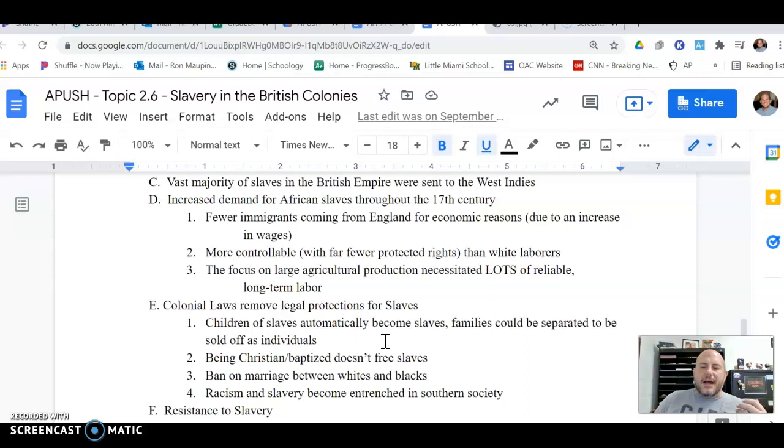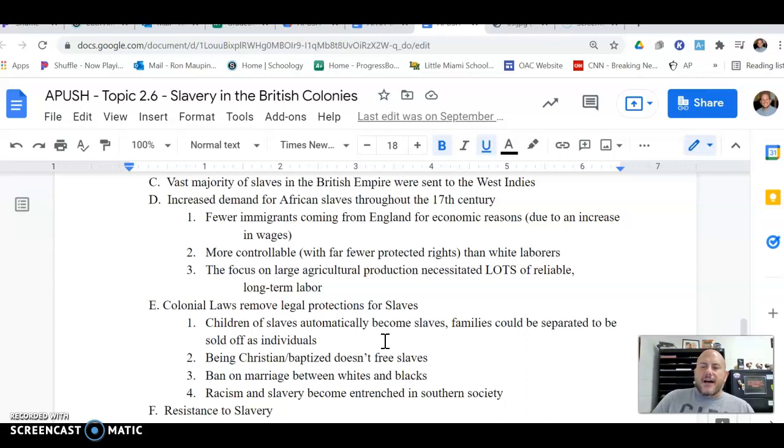And once again, think about the horrific experience that so many families are going to be having, where husbands and wives are separated forever, parents and children are separated forever, siblings are separated forever. That's just one component of the many components of what made slavery so despicable.